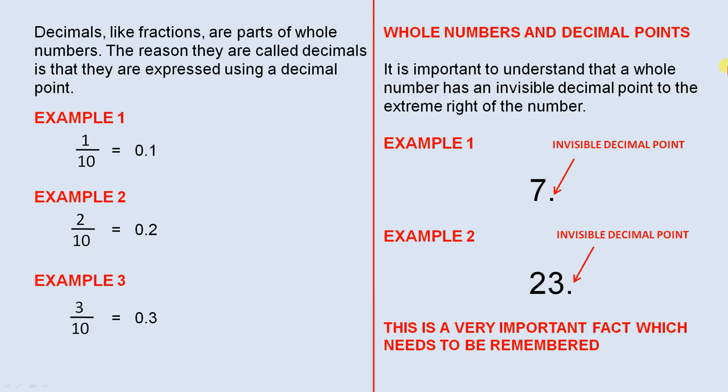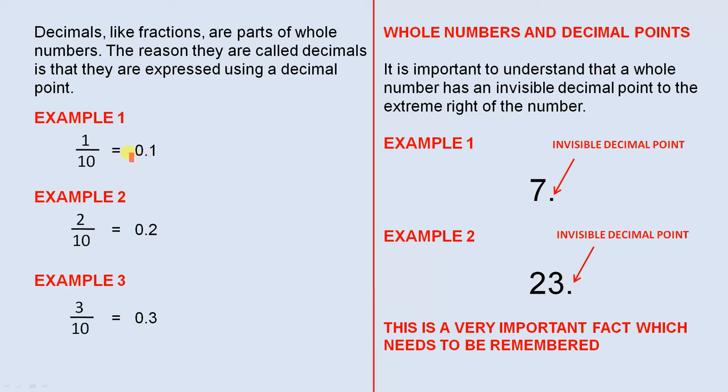Decimals, like fractions, are parts of whole numbers. The reason they are called decimals is that they are expressed using a decimal point. Example 1. 1 over 10, when expressed in the form of a decimal, is 0.1. And there is the decimal point.